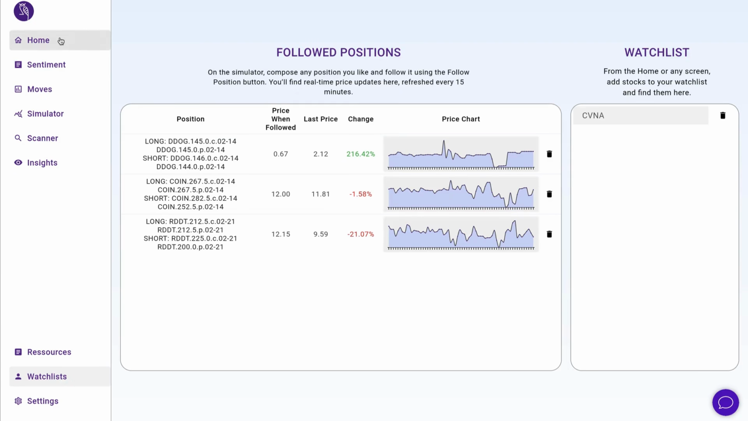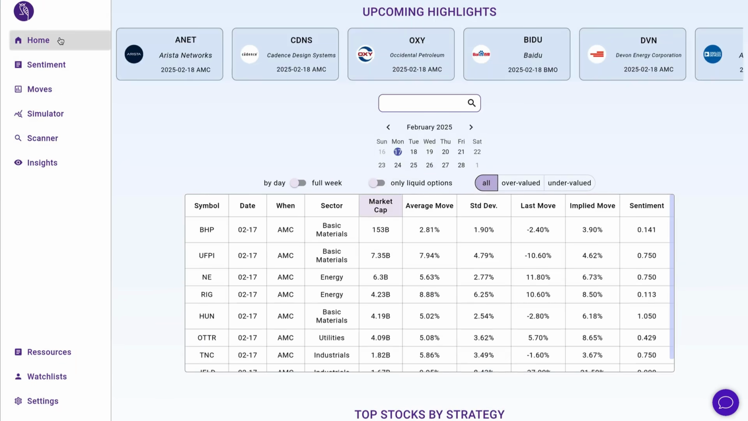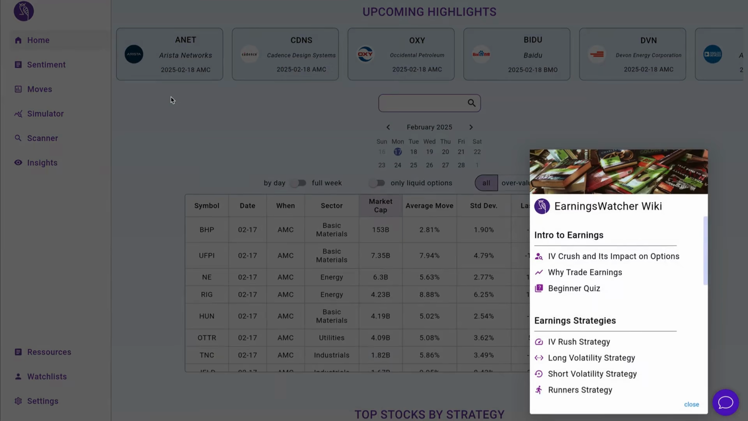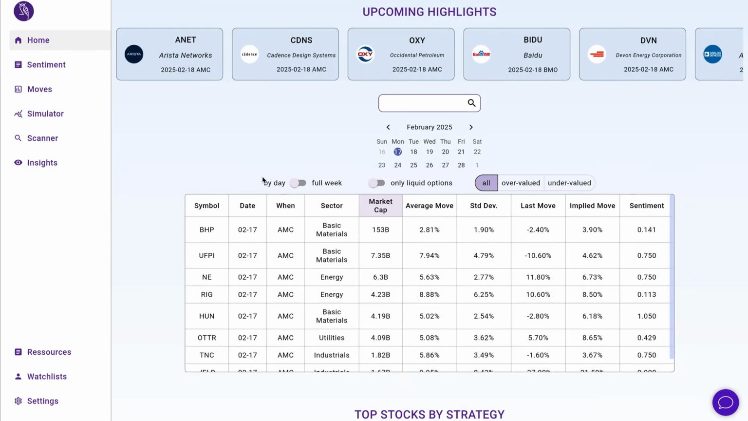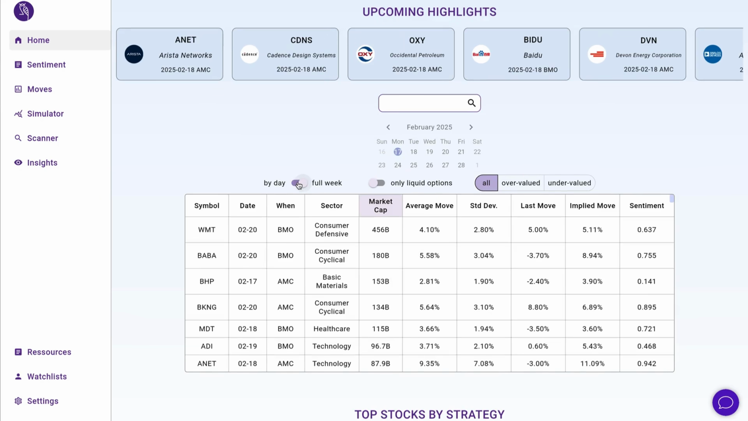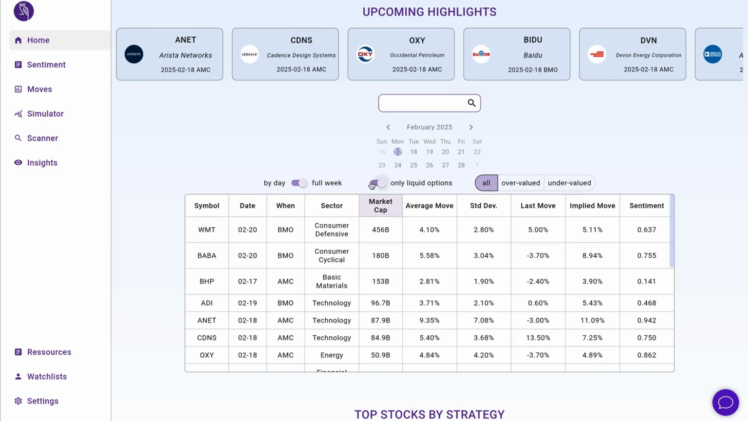This week, let's do this type of analysis for an example, again using the numbers. Using our home screen, where we have this full calendar for the upcoming weeks, let's filter for the full upcoming week and keep only liquid options that are easy to trade. Here we have the upcoming earnings with the key numbers that we'd like to look at: some information about the past behavior, the average move, the standard deviation, the last move.